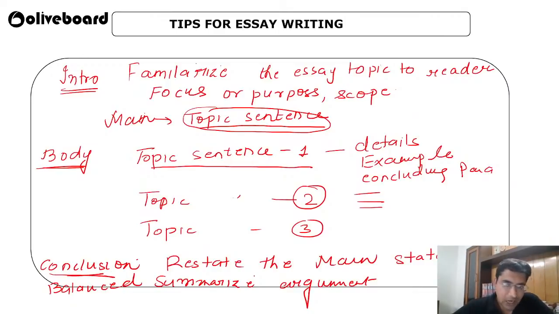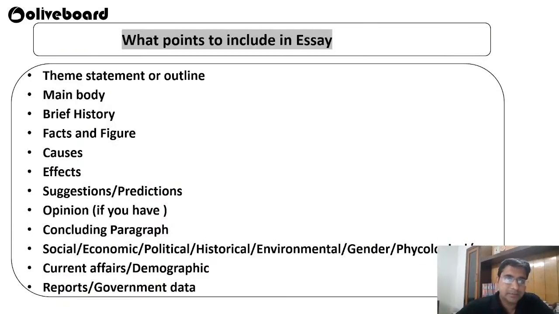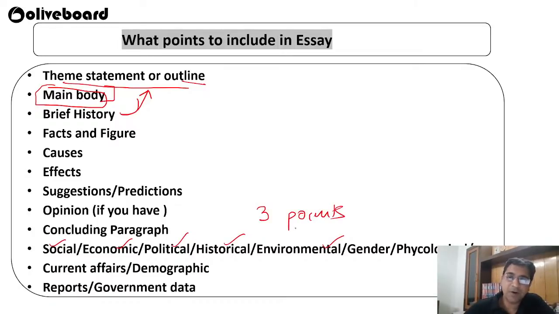But from where, how, and all, it is over here. Start your essay with a proper theme and outline. In the theme statement, make sure that you have a brief history regarding that topic. Then you start with the main body. Under the main body, what you can cover is social aspects, economic aspects, political aspects, historical aspects, environmental. So any 3 points you can elaborate based on the type of essay you are getting. Any 3 things you can take.